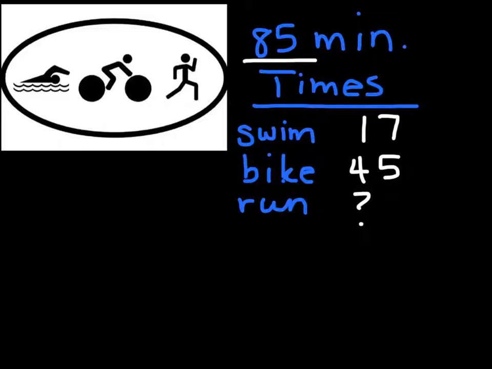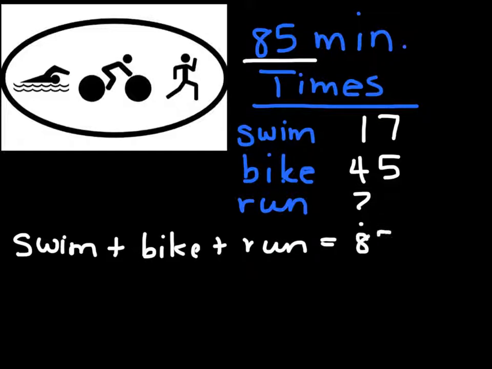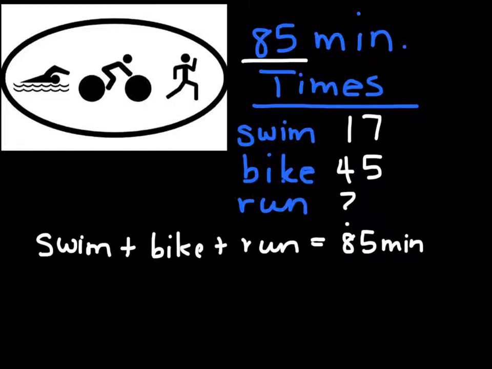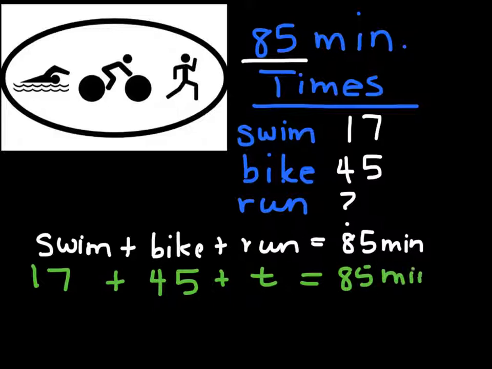All right, we'll begin by writing this in a word sentence so that we can understand what we need to do with our variables. First, we need to add our swim time, plus our bike time, plus our run time, to equal 85 minutes, our total time. Let's substitute in what we know. Last year, you swam in 17 minutes, you biked in 45 minutes, and you don't know how quickly you ran. Let's say that's the variable t, for a finishing time of 85 minutes.